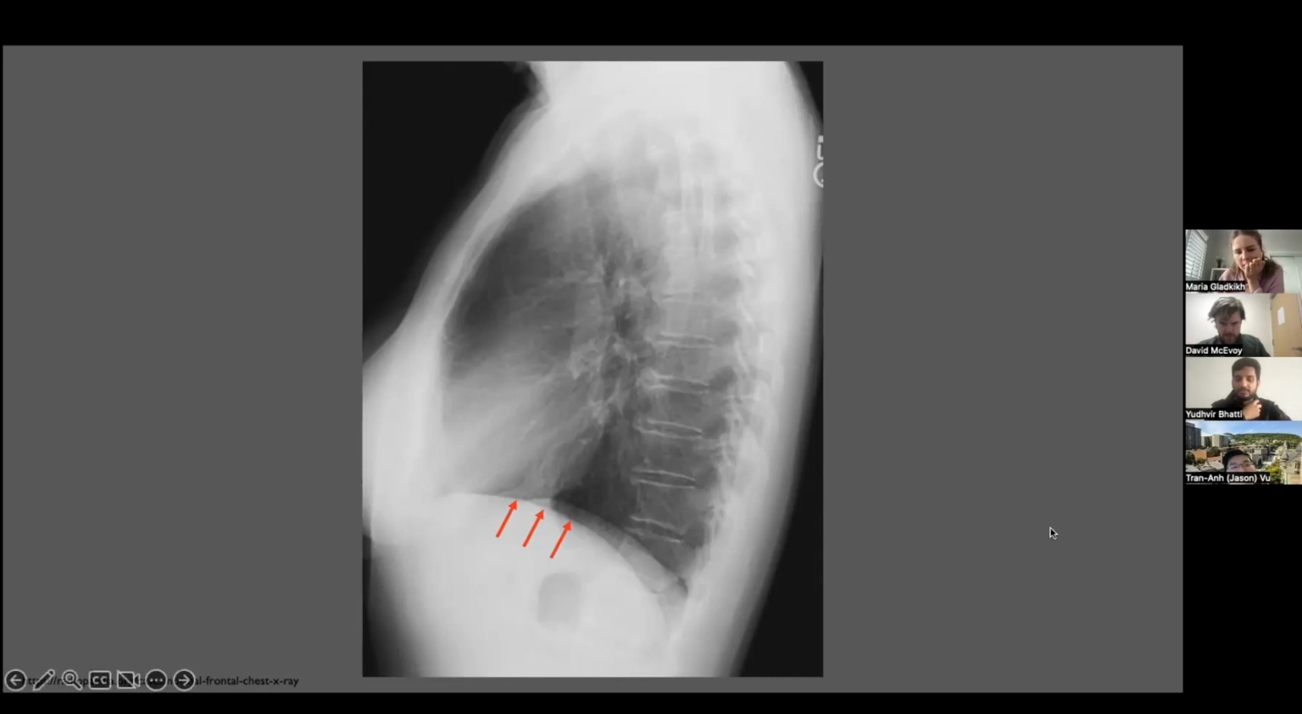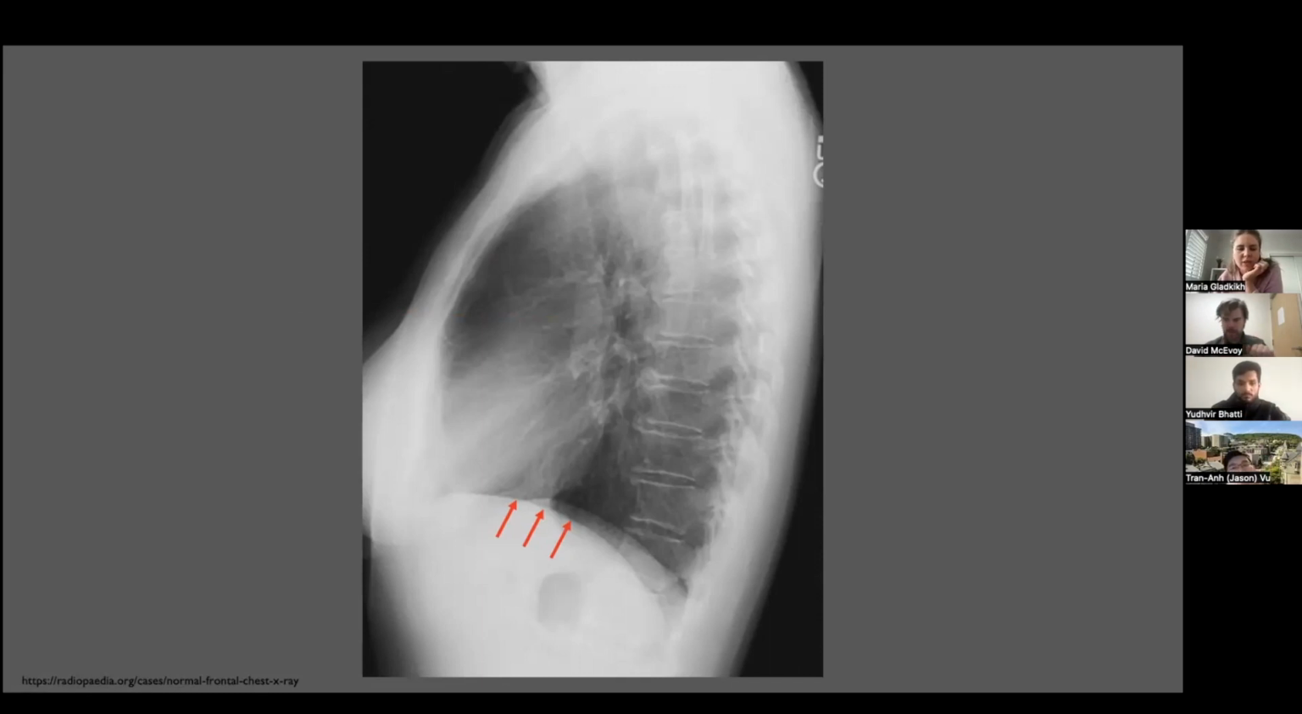Okay. Sorry, another question is that for diaphragms, we're told usually that the right side is higher than the left due to the fact that there's liver present in there. So in this case, it appears that the left side is actually a little bit higher than the right side. Yeah, it does. In that case, okay. I think it's mostly projectional.